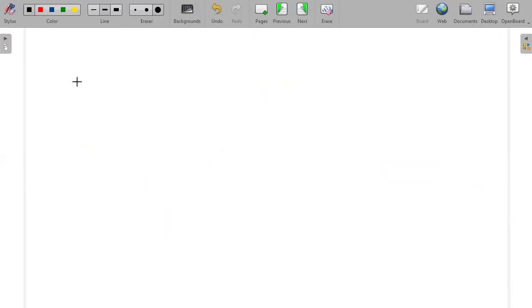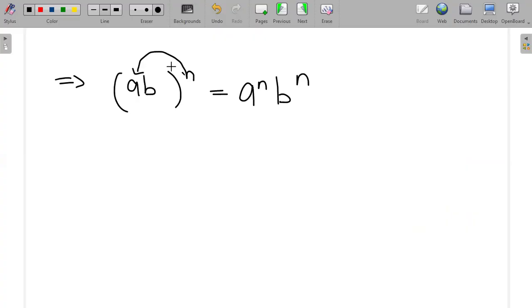Okay, so now the fourth rule is, if I have a product which is being raised to a single power. So let's say I have the numbers A and B, they are multiplying, and then I raise this to the power n. So this will be equal to A to the power n and then B to the power n. So the power goes to the A and it also goes to the B.